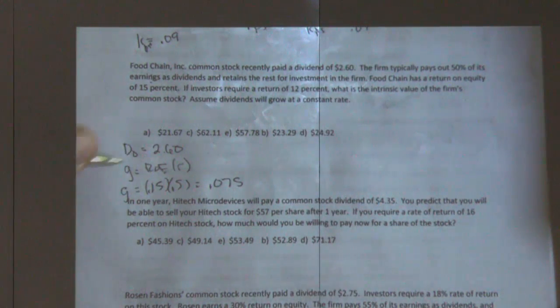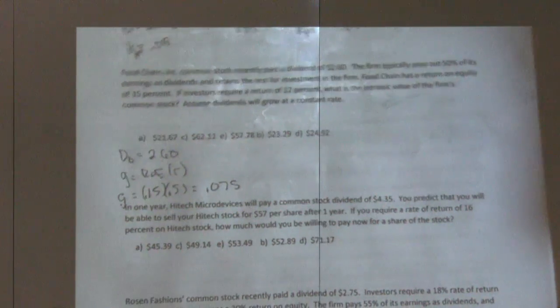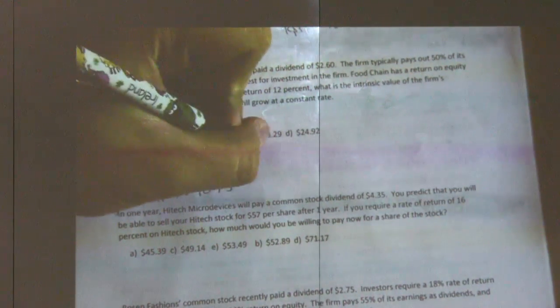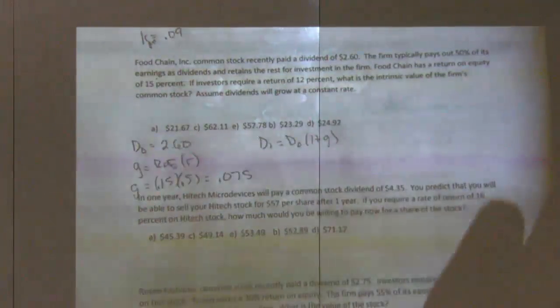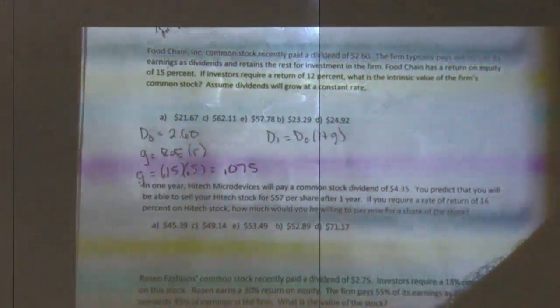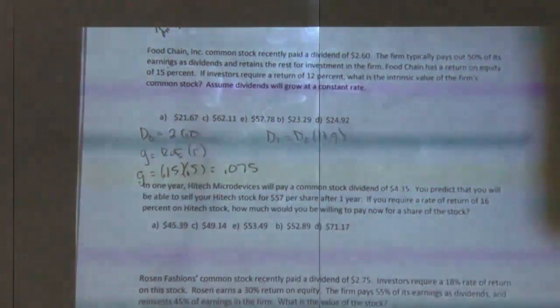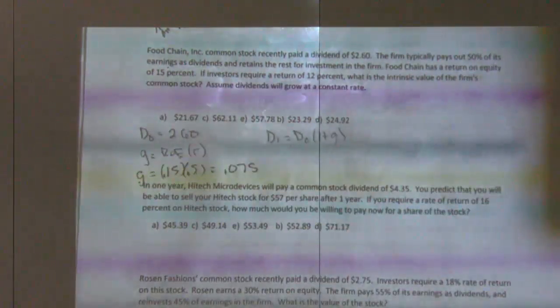So with that being said, we know our D0 is 2.60. We know our growth rate is 0.075. So we can find our D1. And D1 is going to be D0 times 1 plus the growth rate. So when you put this in a calculator, you should get 2.795.